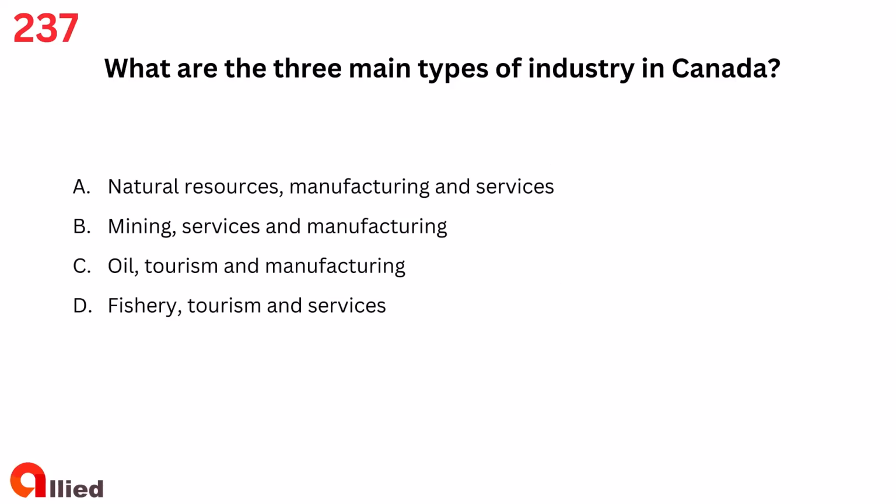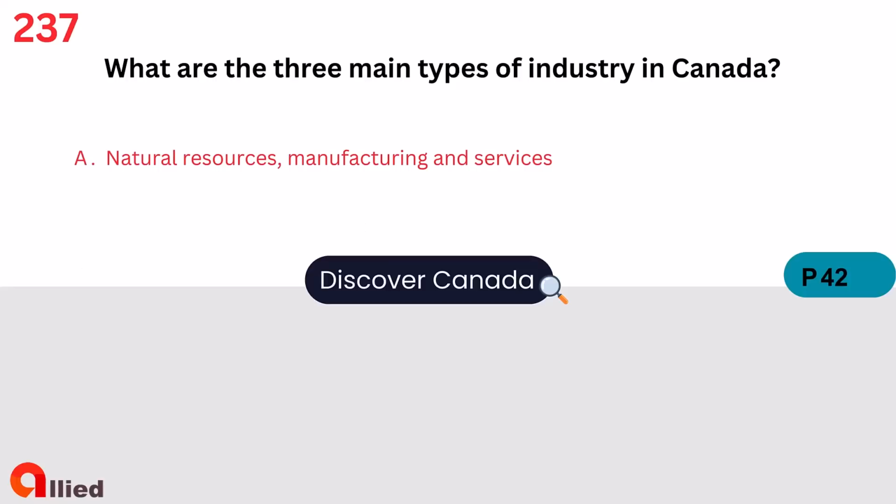Question 237. What are the three main types of industry in Canada? A. Natural resources, manufacturing and services. B. Mining, services and manufacturing. C. Oil, tourism and manufacturing. D. Fishery, tourism and services. The answer is A. Natural resources, manufacturing and services.